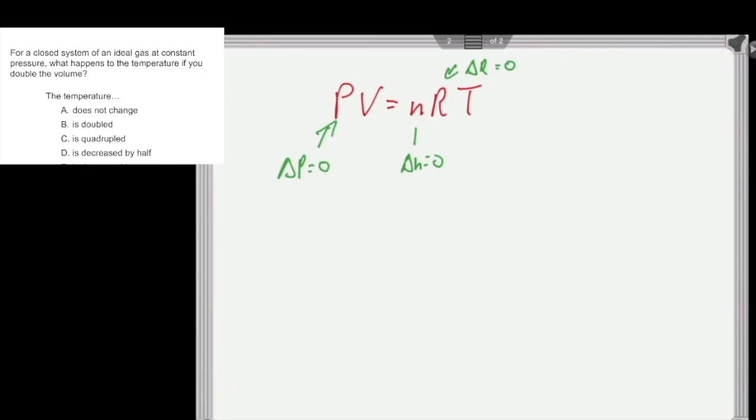So the only two handles we have are volume and temperature. Notice they're on opposite sides of the equation. What we're saying is the change in volume must equal the change in temperature. In other words, they're proportional. They're directly proportional. Doubling one must double the other, right? So that's how we know this.